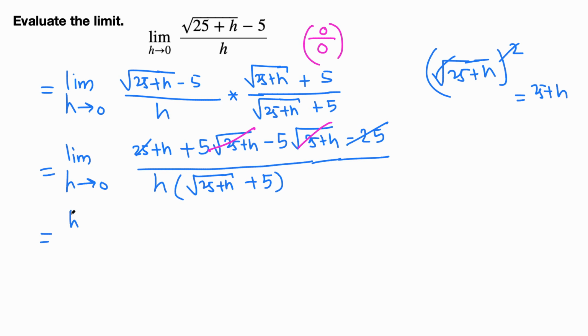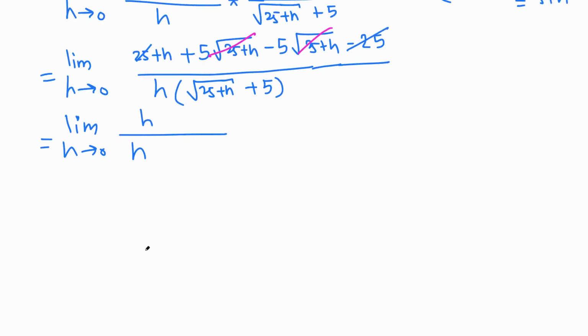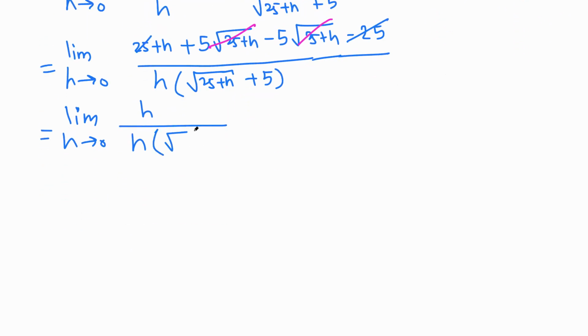So that's the limit. As h goes to 0, just h is left on the top, everything else is gone. So h over h times the square root of 25 plus h plus 5. Now we can cancel this h from the top and bottom. That's 1 over, and now I'm going to plug in h equals 0 because the numerator is 1 now.